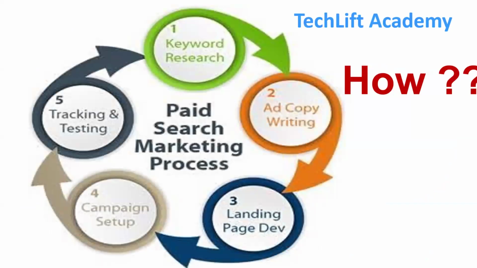So this is the paid search marketing process. Number one, keyword research. Which words are you going to use? Ad copywriting. You put some words. Landing page development. Is it a website? Or if it is already there, it's okay. If you have a website for your company, it's okay. But in case you don't have it, you can develop it. And then campaign setup. So we are able to see how we can create campaigns. And also we need to track and test the advert.